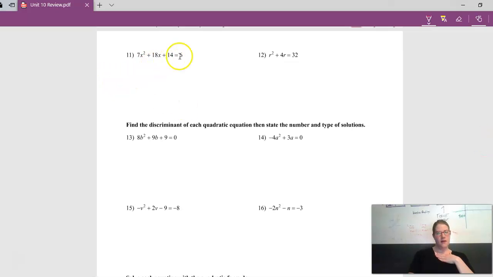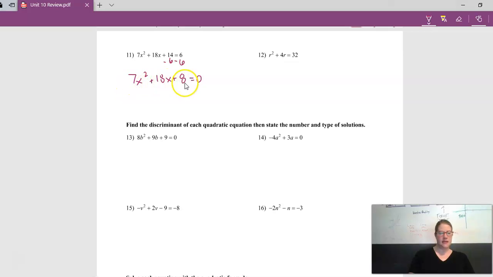On number 11, this is not in standard form. In order for it to be in standard form, one side has to equal 0. We have to have the x squared term first, then the x term, and then the constant term, so that's actually okay. The only thing wrong is that I have this equals 6 instead of equals 0. So to fix that, I'm going to subtract 6 from both sides of the equation. So 7x squared plus 18x plus 8 equals 0.